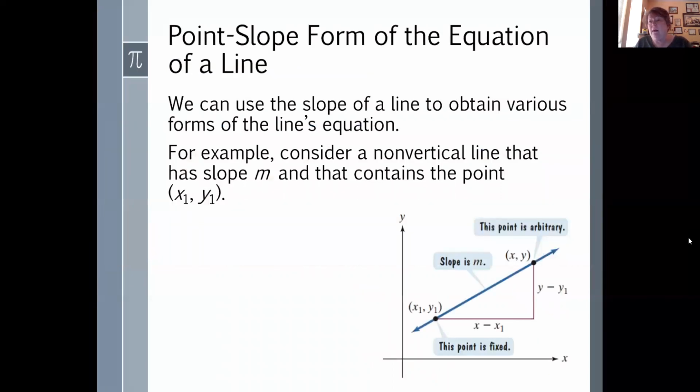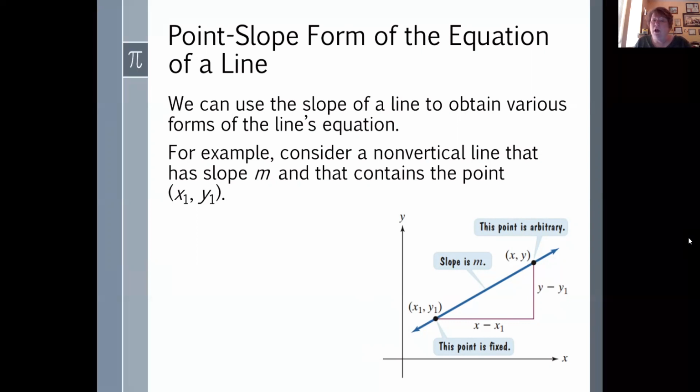All right, so now let's get a couple of forms of the equation of a line. The first form we're going to derive is the point-slope form of the equation of a line. And why do you suppose it's called point-slope? Because when we derive this equation, this formula, if you know one point on your line and its slope, you can find the equation of the line.